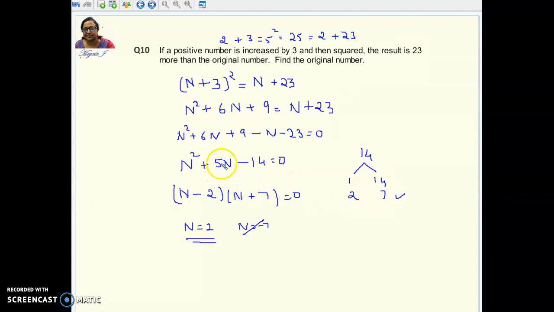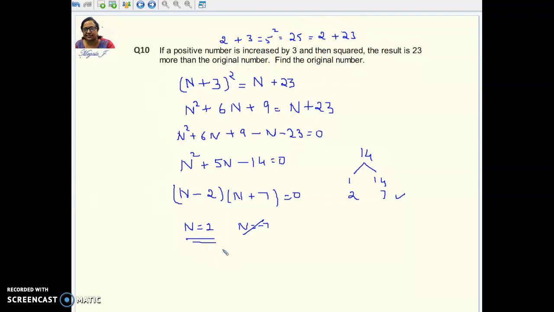So we take these two values and write this, and the x term sign will be positive, that will go to the larger number. As the product of these two is negative, the other one should be negative. So n minus 2 into n plus 7 equal to 0. Therefore it cannot be a negative value, so we take n equal to 2 and check. If the number is 2 and it's increased by 3, that is 2 plus 3 is 5, and squaring it, 5 square is 25, which is equal to 23 more than the original number. The original number is 2, so 23 plus 2 is 25. Therefore it matches, right?